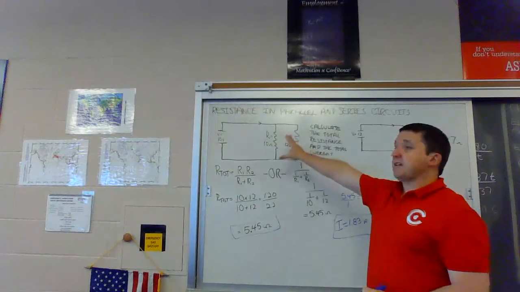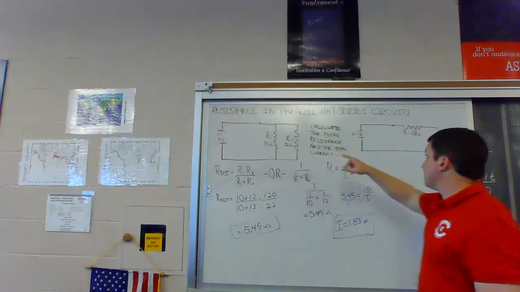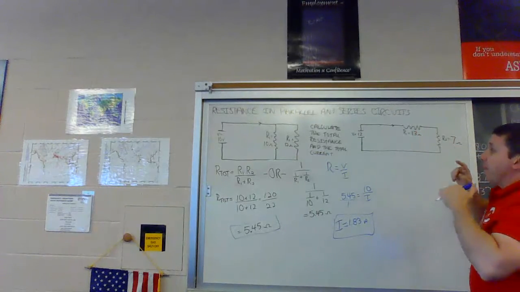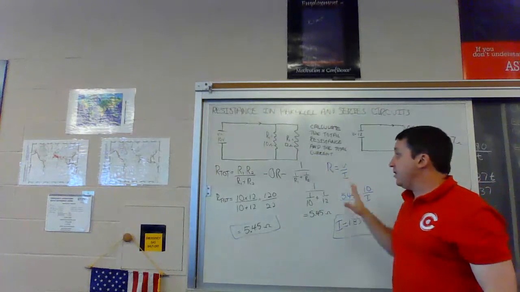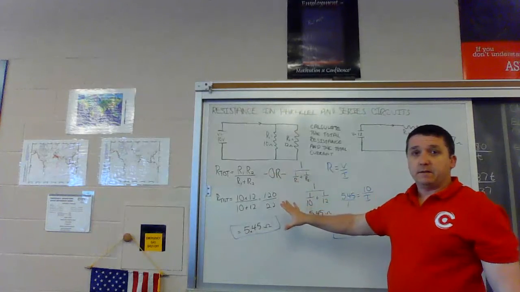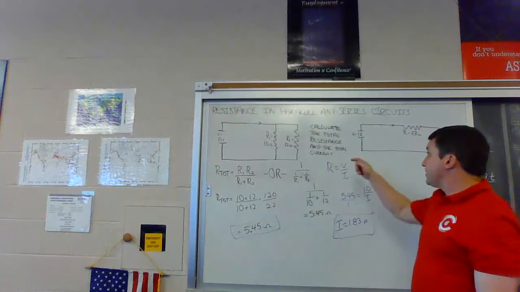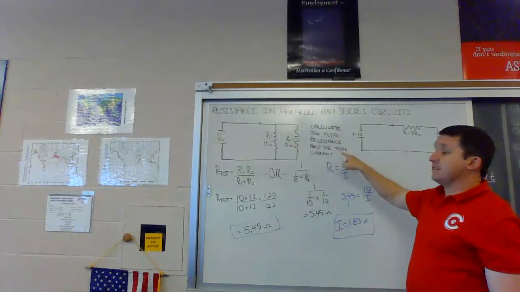Just because you see a schematic diagram, whether it's this one or this one, notice these resistors are not parallel to each other. If they're not parallel to each other, you only need to do half of this. All right? So don't think that you got to go through all this each and every time. You still have to calculate total resistance and total current.